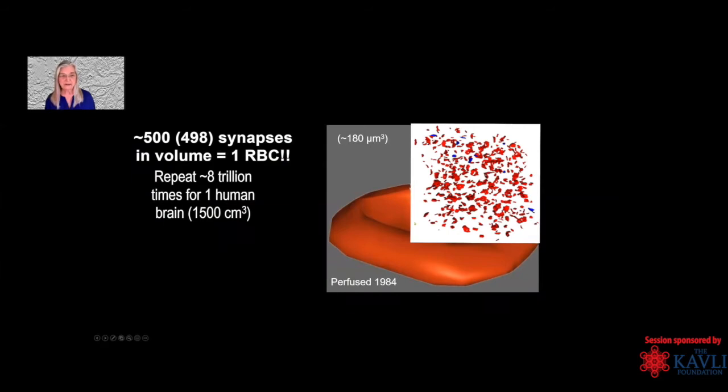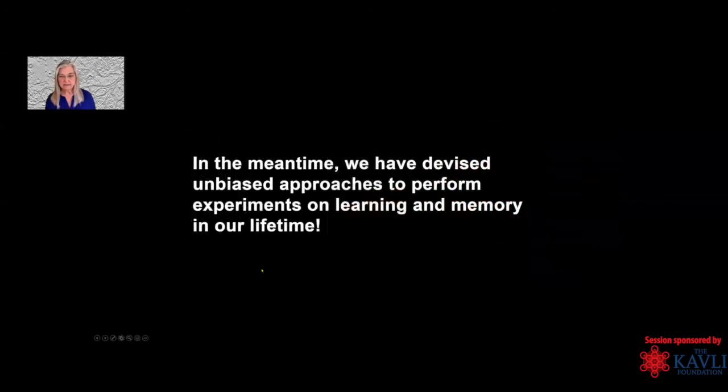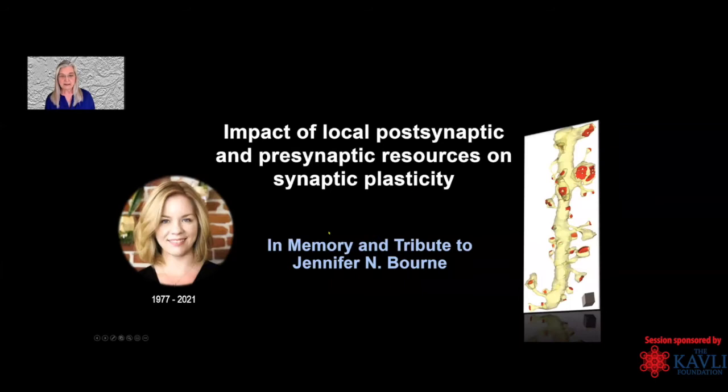Curiously, if you look at this volume, it is equal to that of a single red blood cell, and yet it contains 500 synapses. You would have to repeat this reconstruction approximately 8 trillion times for one human brain, which has a much larger volume, of course. And with current methods, that would in fact take 8 trillion years of human labor. Well, in the meantime, we've devised unbiased approaches to perform experiments on learning and memory within our lifetime. And today I'm going to tell you about the impact of local postsynaptic and presynaptic resources on synaptic plasticity.